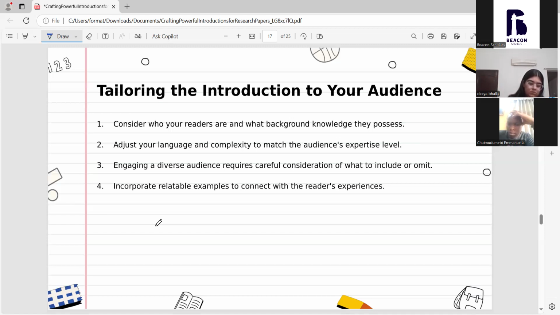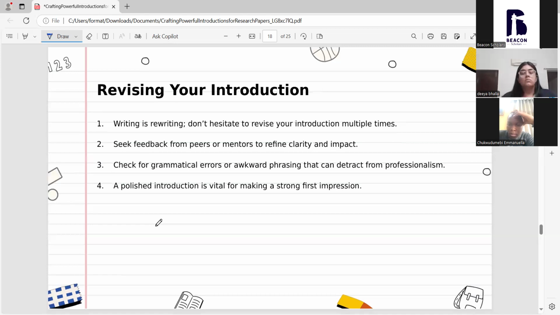Also, engaging a diverse audience requires careful consideration of what to include or omit. As I said before, if there is unnecessary detail, you should delete it. And also incorporate relatable examples to connect with readers' experiences. Also, don't mention too many examples. I think one or two in the introduction is very good, to avoid losing the reader's attention, and focus mainly on what you will do, not what others do.